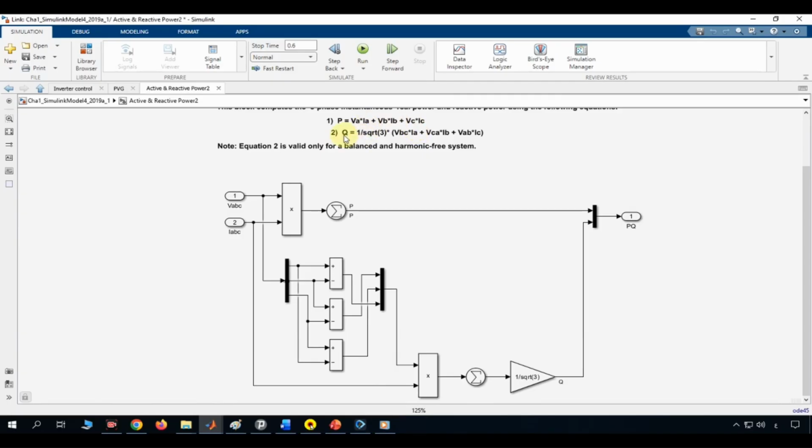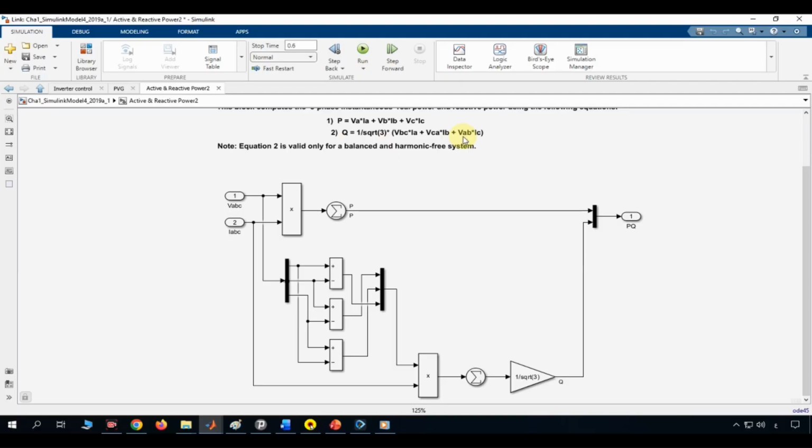Equation 2. Reactive power, Q, equals 1 over the square root of 3, multiplied by the quantity VBC times IA plus VCA times IB plus VAB times IC. Here, VBC means the voltage difference between phase B and phase C, VCA means the difference between phase C and phase A, and VAB means the difference between phase A and phase B. This formula estimates reactive power, meaning the portion of power that oscillates back and forth between the source and the load without doing any real work.